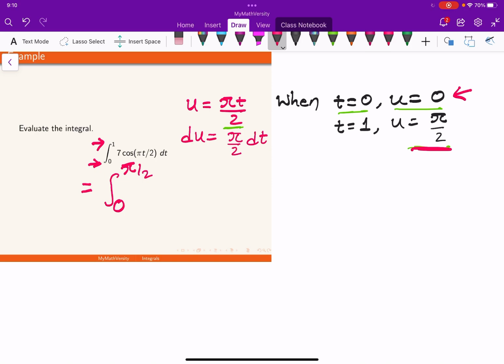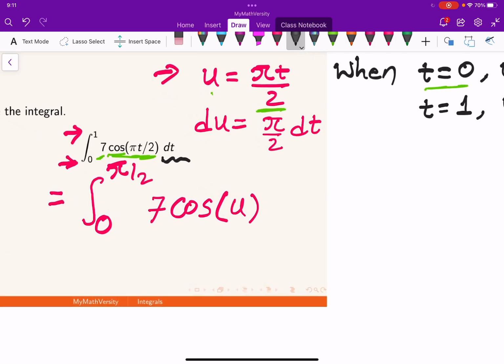Now when we do that, let's work with the integrand. That 7 is a constant, so let's keep it as it is and write that down. After that, we have this cosine function composed with pi t over 2, and pi t over 2 is u. So instead of this function, we can write cosine of u. That's what we have supposed here. So what is left over is just that differential dt.